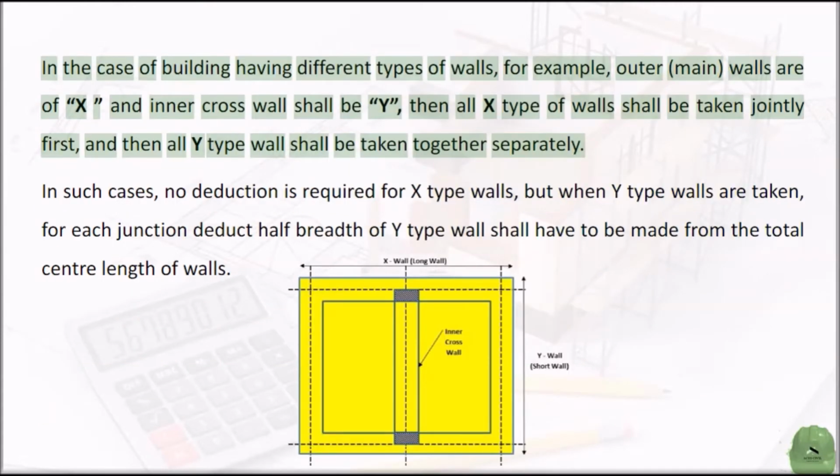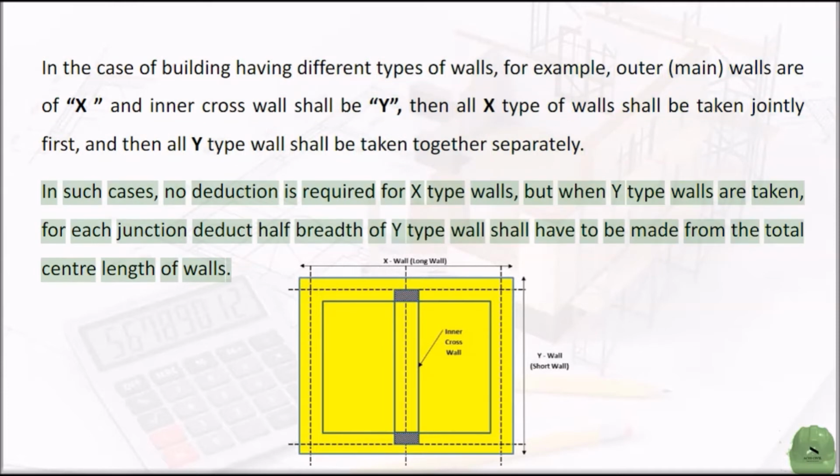In the case of a building having different types of walls, for example, outer main walls are of type X and inner cross walls are of type Y, then all X type of walls shall be taken jointly first, and then all Y type walls shall be taken together separately.